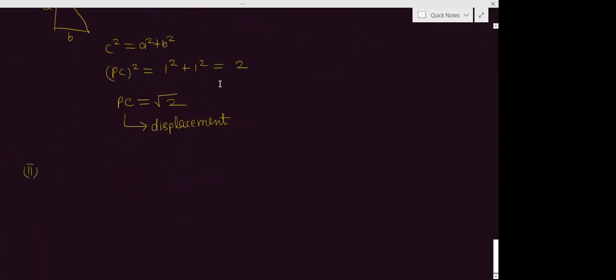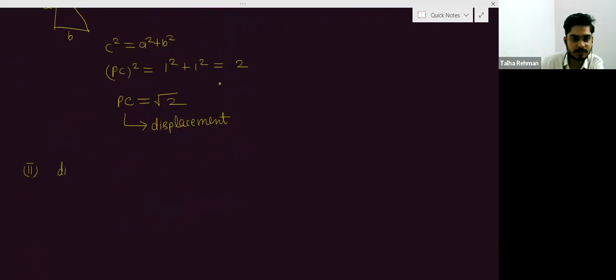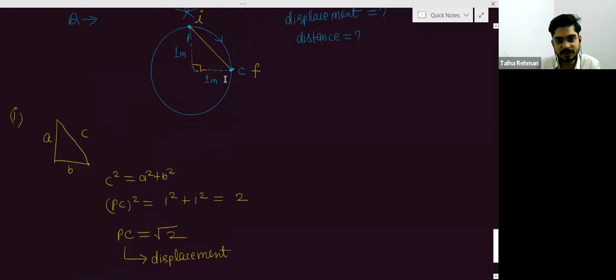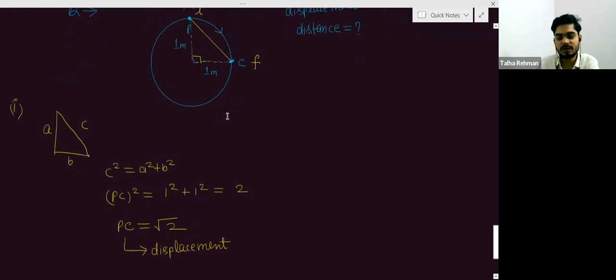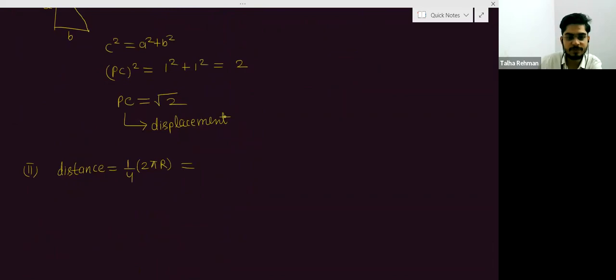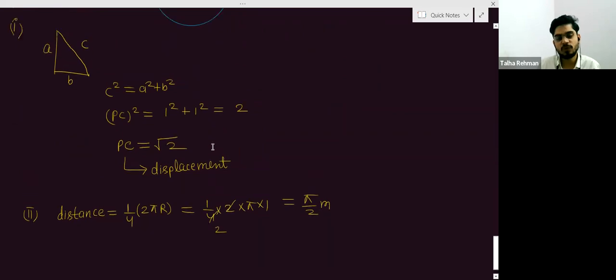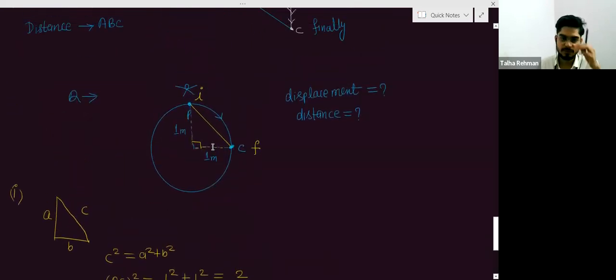Okay. So for distance, you will write 1 by 4th of 2 pi r. 2 pi r is the total length of the circle, but this person is covering 1 by 4th length of the circle. So you will write 1 by 4 into 2 pi r. So this will become 1 by 4 into 2 into pi into radius, which is 1 meter. So this will become 2. So pi by 2 meter will be your distance.